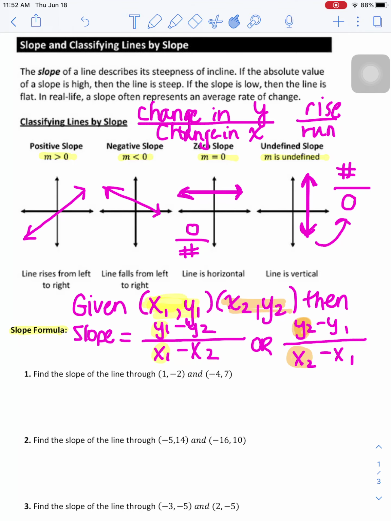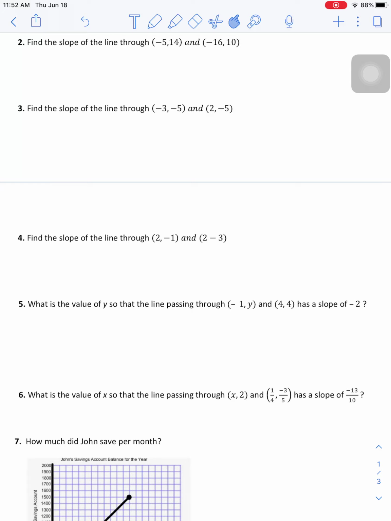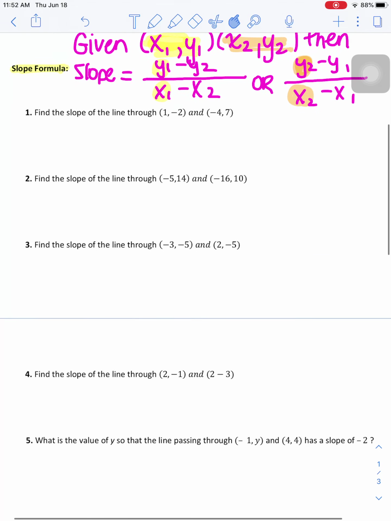All right, today what we're going to do is practice finding the slope given two sets of ordered pairs. And then we're going to go into some more complex problems if you peruse down below, where we give you the slope and you're missing one of the coordinates in the problem.